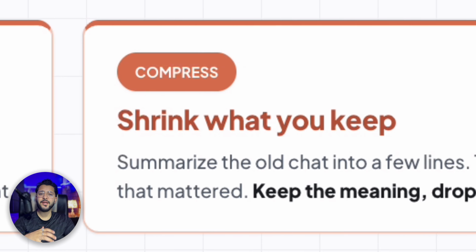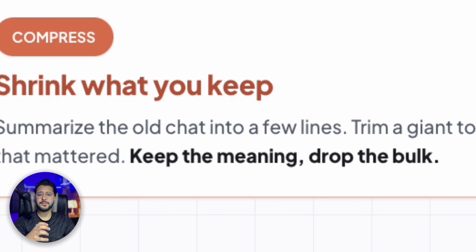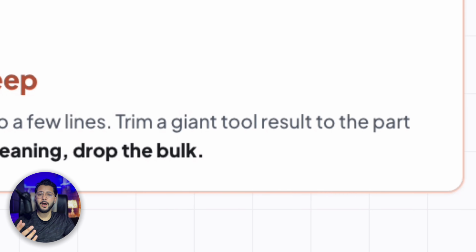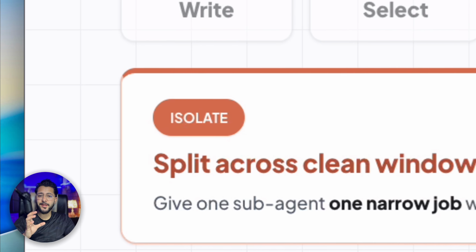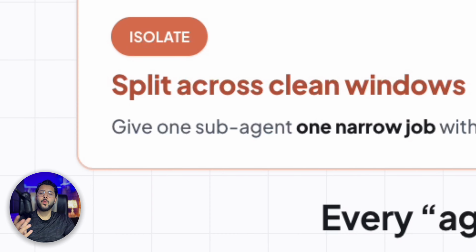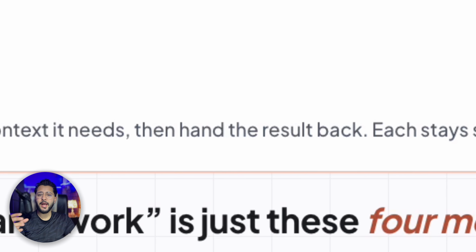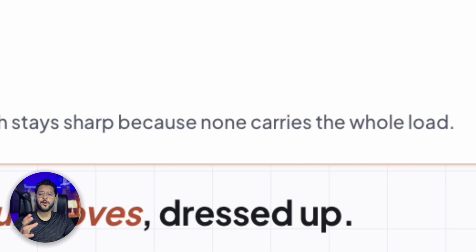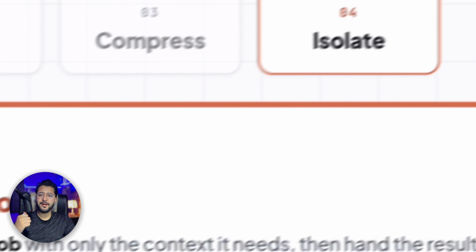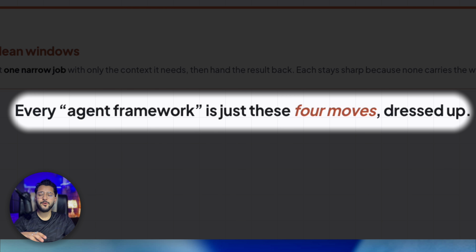Compress means shrink what you keep. Summarize the old chat into a few lines. Cut a huge result down to the part that mattered. Keep the meaning, drop the bulk. Isolate means split the work. Give one helper agent one small job with its own clean window. It does it and it hands the answer back. Each one stays sharp because none of them is carrying everything. Write, select, compress, then isolate. Every fancy agent framework you have heard of is just these four dressed up.